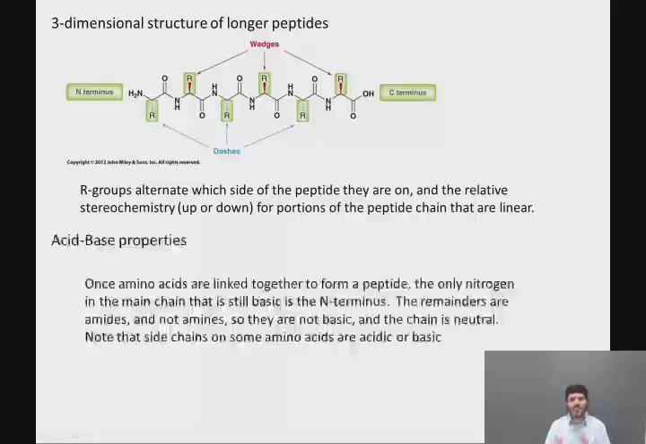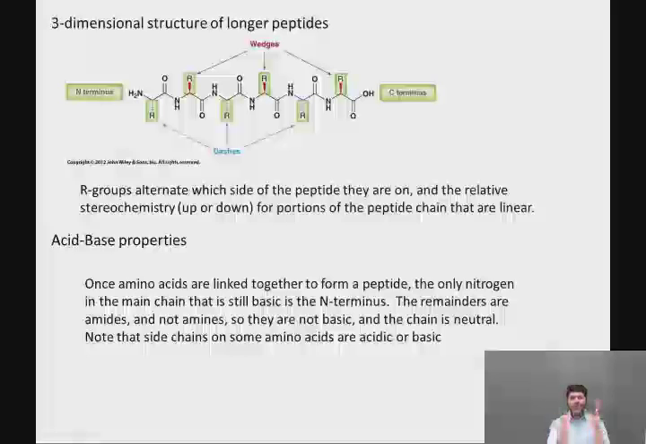Okay, so what does the formation of peptides do to acid-base properties? Well, once the amino acids are linked together to form a peptide, the only nitrogen in the main chain that is still basic is the N-terminus. Recall that amides are not basic at all because of the same resonance that we talked about on the previous slide. So because all the rest of the nitrogens in the main chain are part of amides and not amines, they are not basic, and the chain overall is actually neutral.